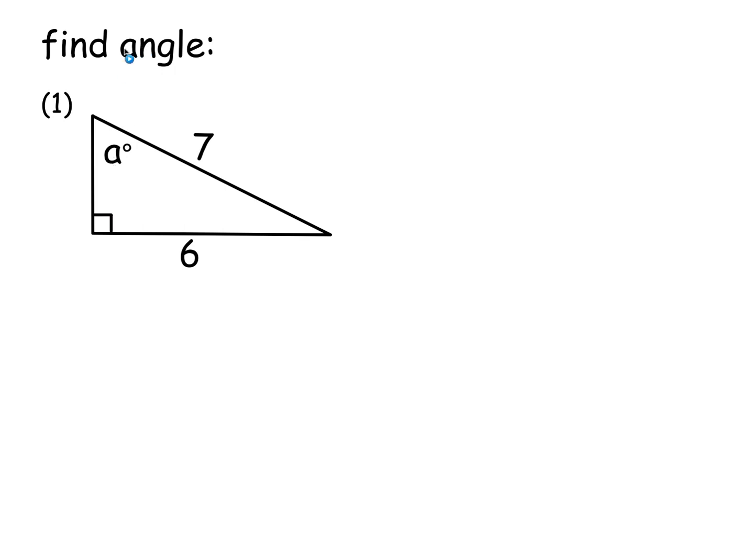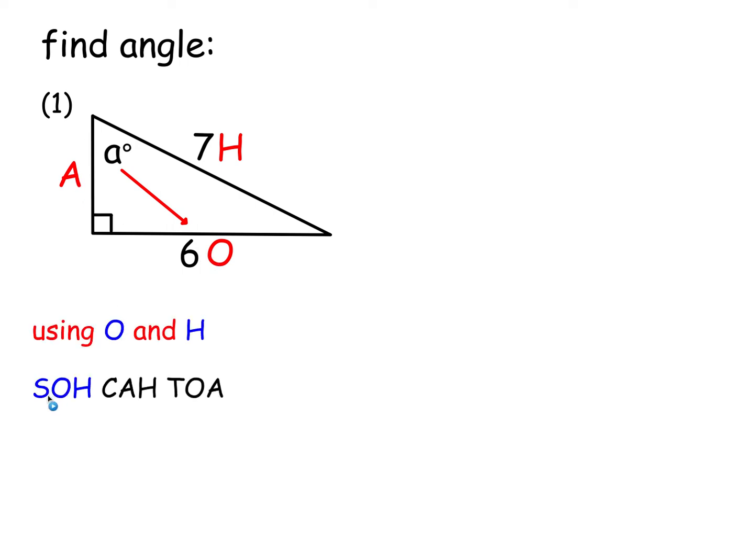Find the angle A, label the sides. H is opposite the 90 degrees. O is directly opposite the angle, it's the 6. The adjacent is blank. So we're going to use O and H here, the 6 and the 7. Think of SOHCAHTOA. What uses O and H? SO does. It means sine is opposite over hypotenuse.